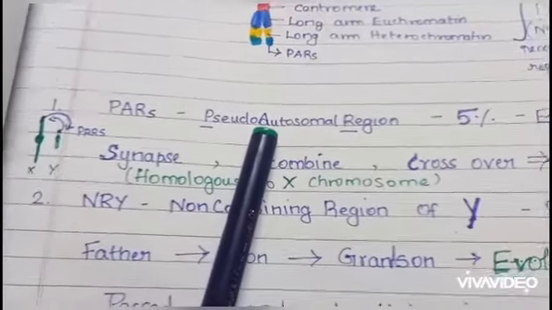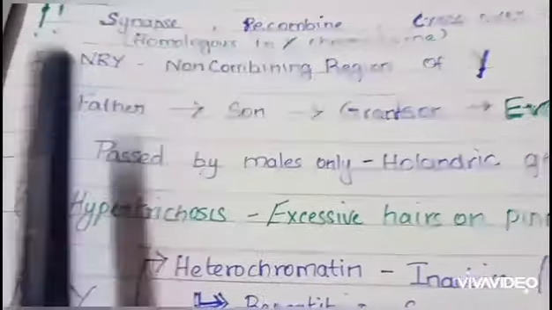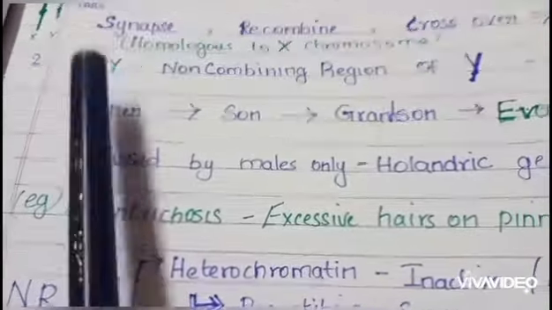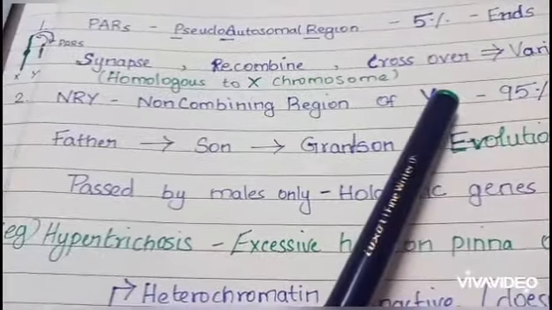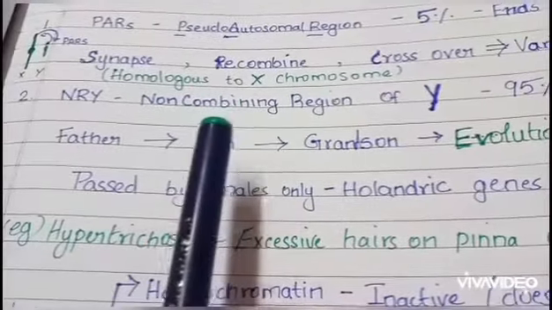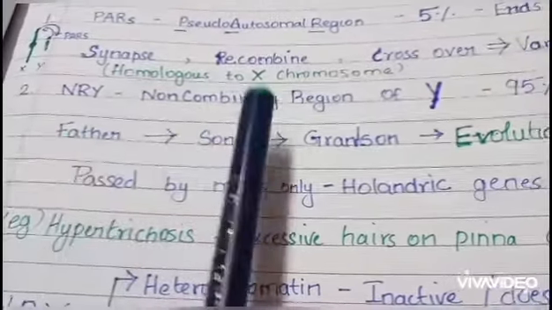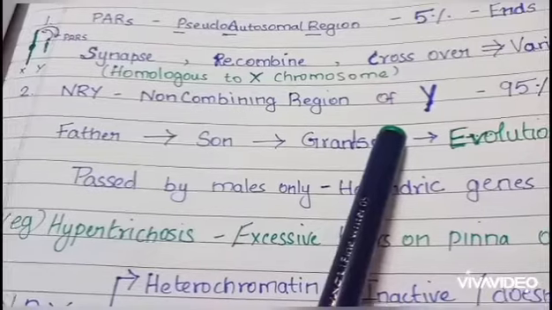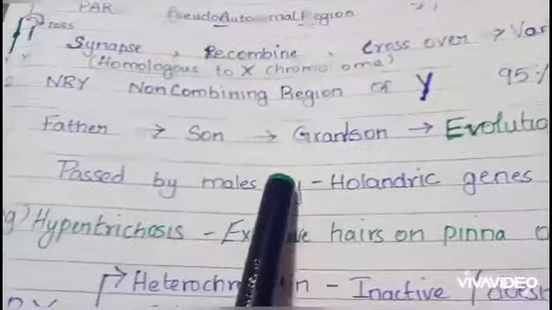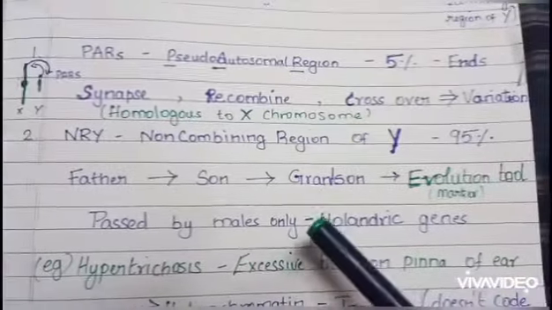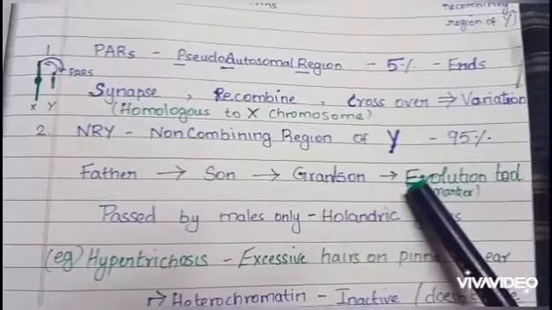The next region of the Y chromosome is called the non-recombining region, or the NRY region. This occupies the remaining 95% of the Y chromosomal length. Since this region of the Y chromosome does not recombine, the genes in this region are exclusively transferred from father to son and then to grandson. These genes that are passed by males onto their sons are called Holandric genes. As this region does not recombine, it acts as a marker tool to study human evolution.